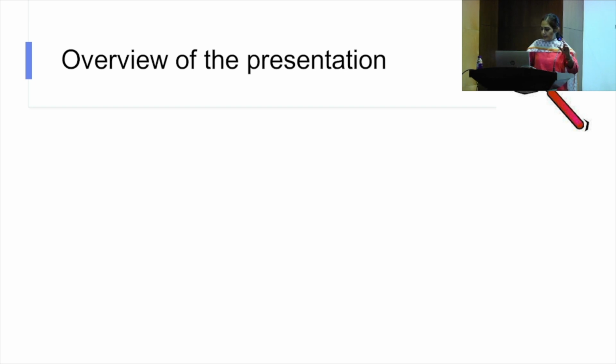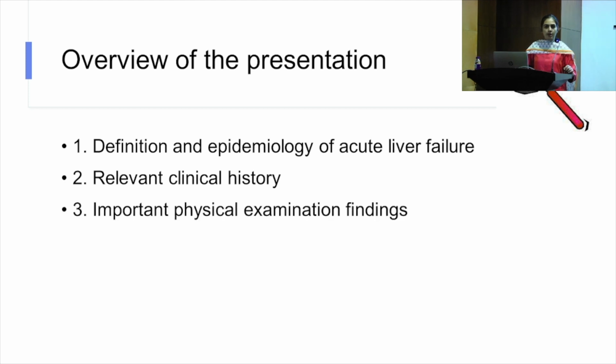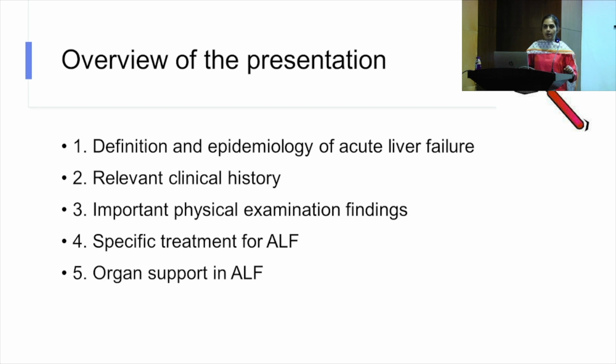So, an overview of this presentation: I will have a quick look at the definition and the epidemiology of acute liver failure, especially in India. Then a relevant clinical history that is very important in these patients, some important clinical examination findings that you should look for, specific treatment in some instances of acute liver failure, organ support, and finally liver transplant.